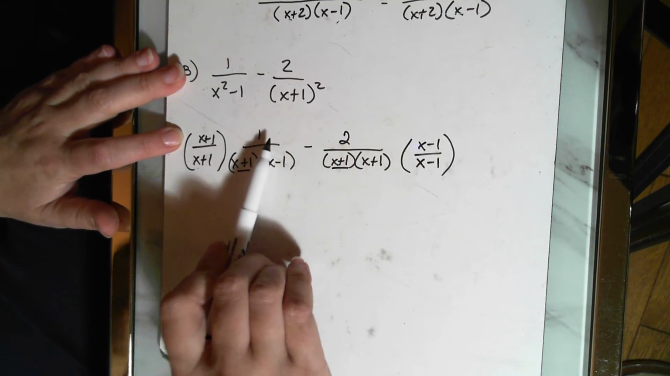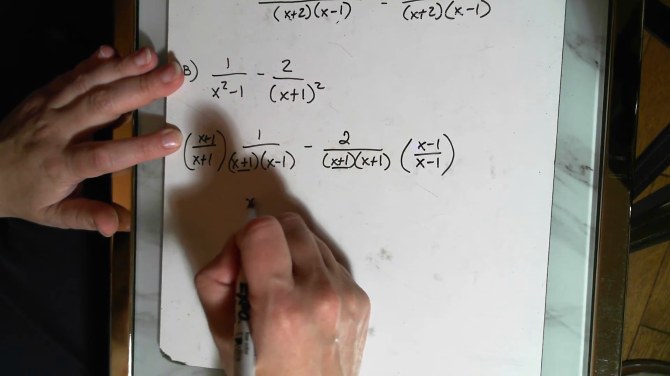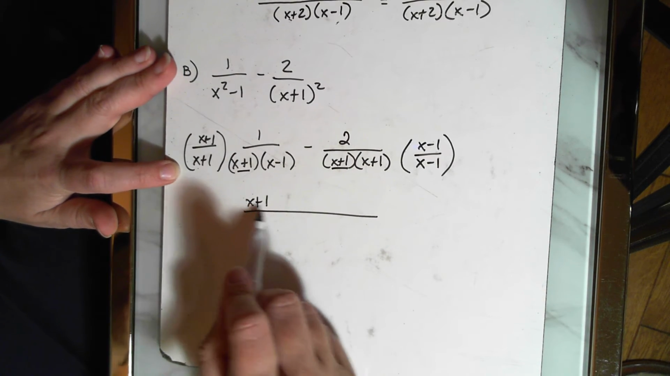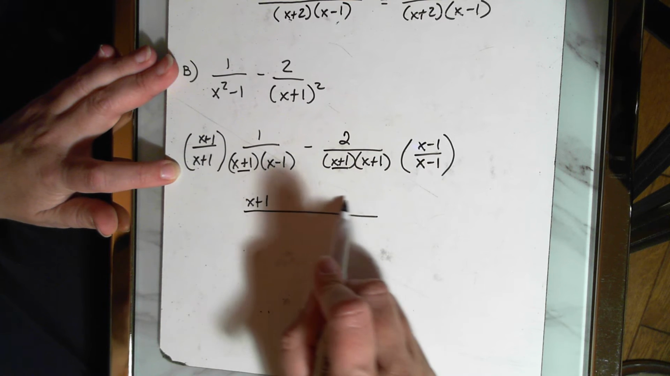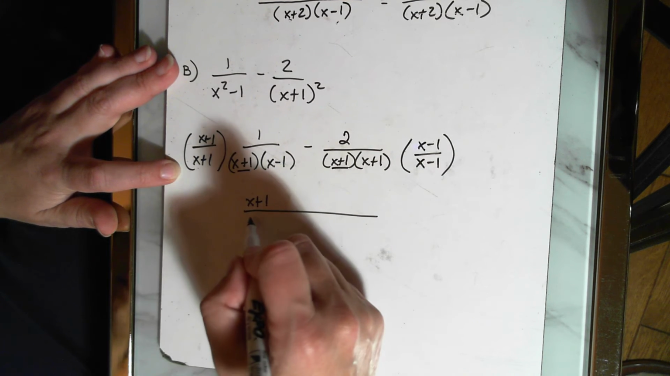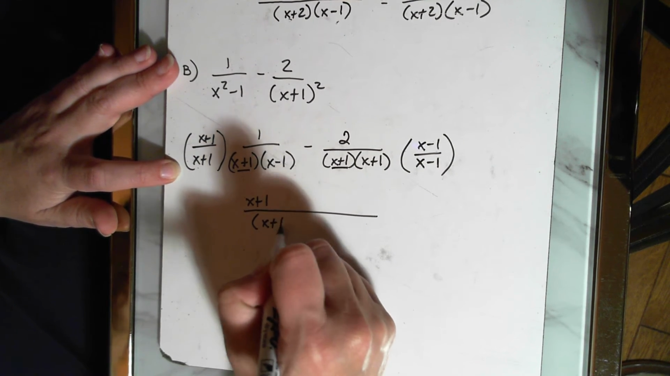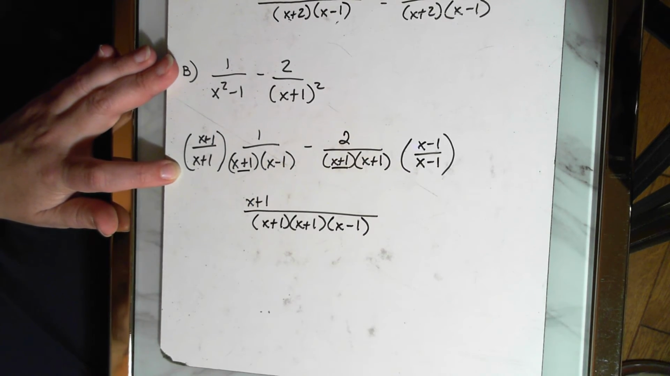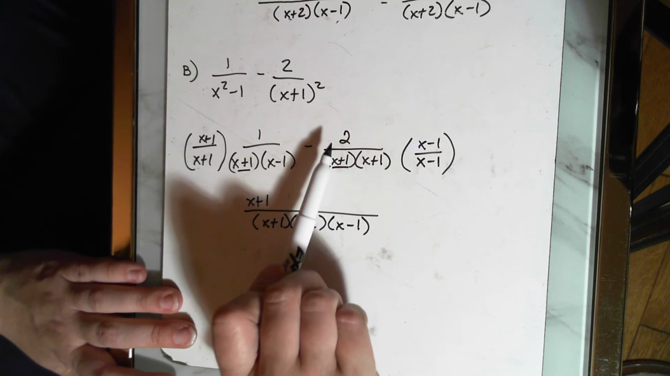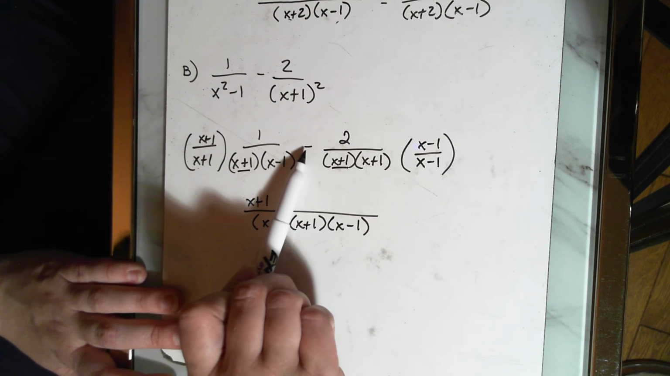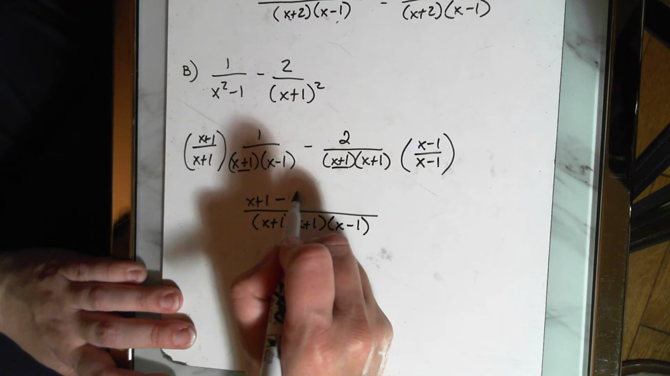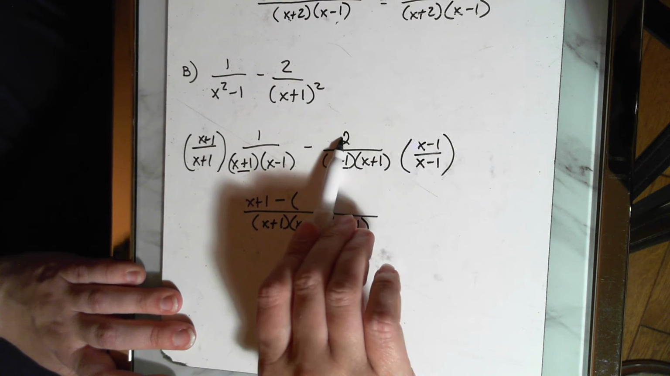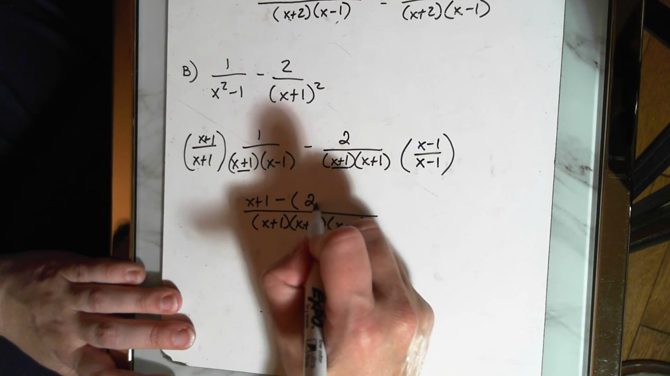Now I'll multiply through in the numerators. I get x plus 1 over, and notice again, I'm doing that large fraction bar and I'm going to put the other numerator up here. The denominators, I'm just going to write x plus 1 and x minus 1. Okay? Now up here I should distribute this, and I have this minus sign here, so I need to be careful. So minus in parentheses, I have 2x minus 2.